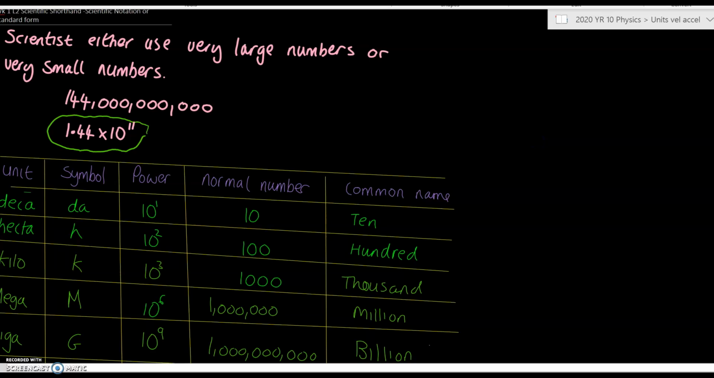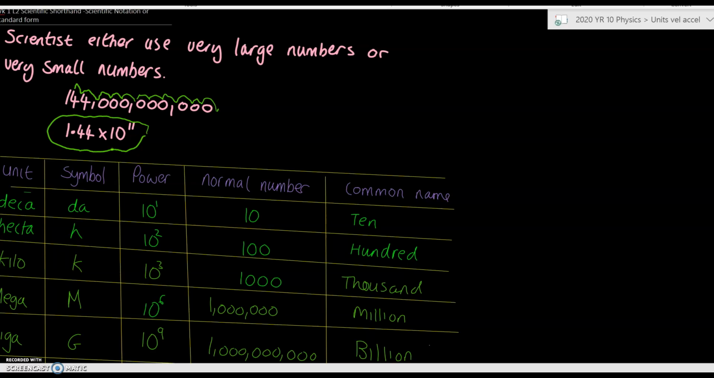Well, I'd have gone to the far right here because that's where my decimal would be. Then I just counted back 1, 2, 3, 4, 5, 6, 7, 8, 9, 10, 11. So I put my decimal there, so I get 1.44, and then I put times 10 to the 11, which is basically saying I've come back 11 steps.